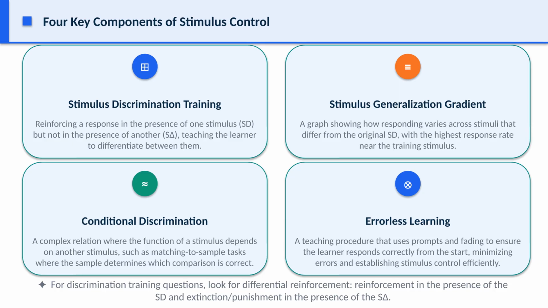Conditional discrimination involves a more complex relation, like matching to sample, where the sample's stimulus determines which comparison is correct. This is critical for understanding how learners respond to contextual cues. Finally, errorless learning uses prompts and fading to establish stimulus control with minimal errors, a practical strategy for efficient teaching. On the exam, expect to identify these components in scenarios, such as recognizing when a therapist uses errorless learning to teach a child to discriminate colors, or interpreting a generalization gradient from a DTT session.